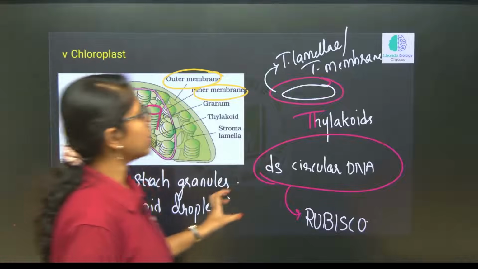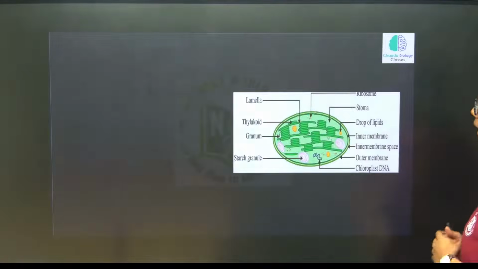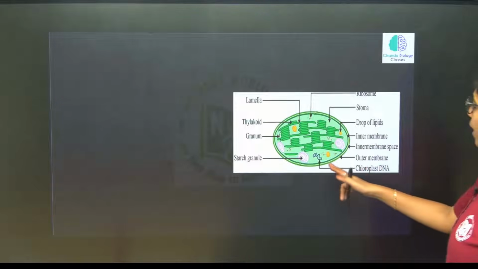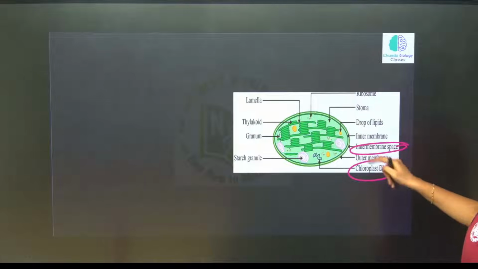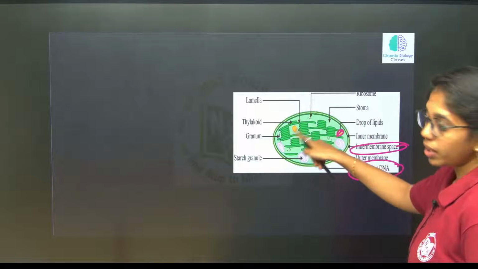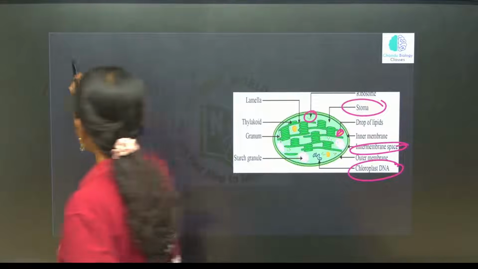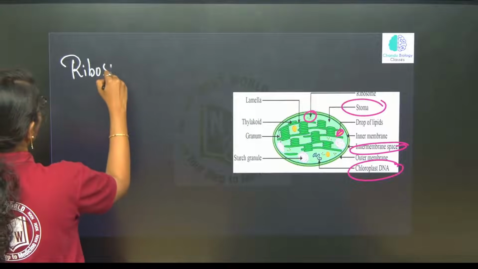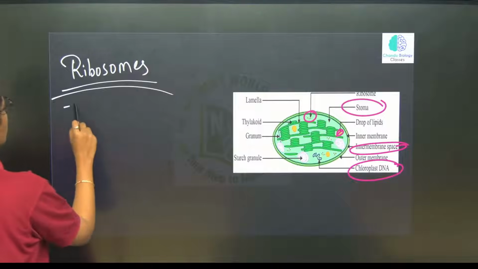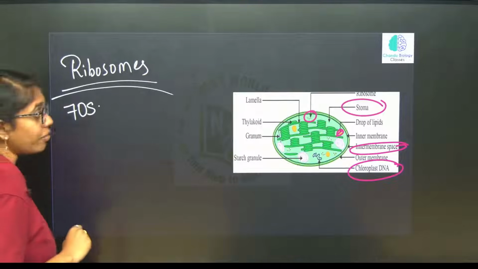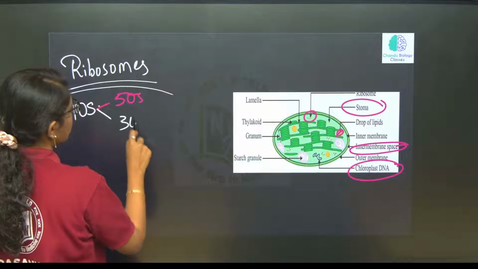So these are all the things that you have to know with the organelle, that is chloroplast. And then here you can see clearly, right, the chloroplast DNA, outer membrane, inner membrane, intermembrane space, lipid droplets and the fluid filled space, that is stroma, and the ribosomes. Most importantly, what type of ribosomes do you observe both in the chloroplast and mitochondria? Both in chloroplast and mitochondria you observe 70S type of ribosomes, where the larger subunit will be 50S and the smaller subunit will be 30S.